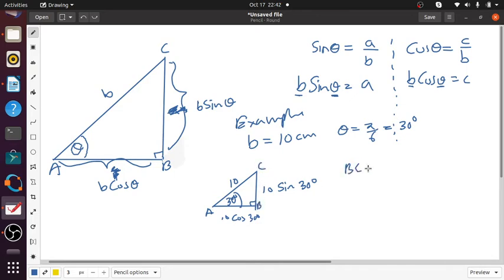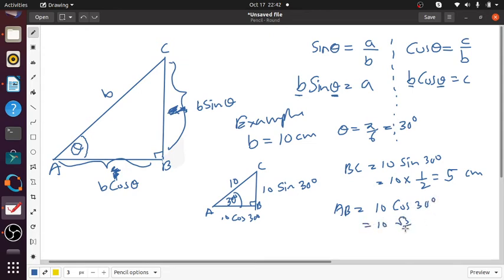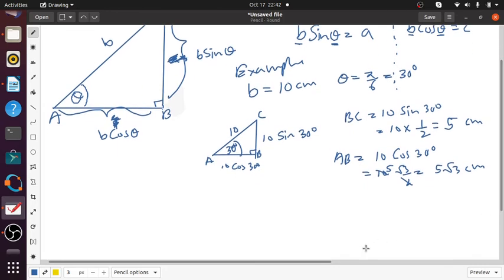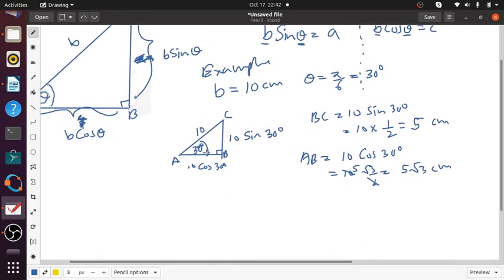In this case, BC is equal to 10 sine of 30. What is sine of 30? Sine of 30 is half. So BC is equal to 5 centimeters. And AB is equal to 10 cos 30. What is cos 30? Cos 30 is root 3 divided by 2. So finally you get 5 root 3 centimeters. See, it's very easy. So given a side and an angle, you found the other two sides.